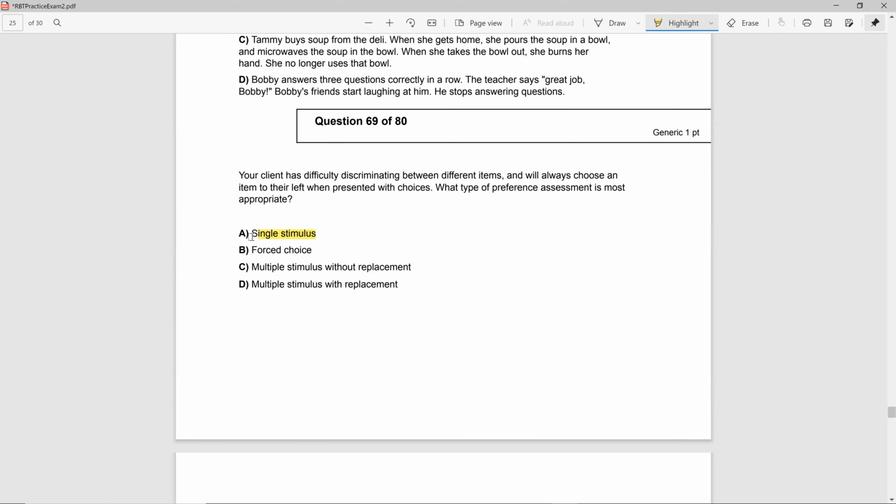Okay, you just present one stimulus after another and observe and record how they interact with that stimulus. Okay, you could also use a naturalistic assessment where you let them roam free, but it's not an answer choice here. They want the best answer, and offering them multiple items when we know they're only going to pick the left one is not going to be effective. So therefore, we want to use a single stimulus. Observe them and record their interaction with that stimulus. We want to eliminate the possibility of them only choosing the left item. This is basically what we're doing.